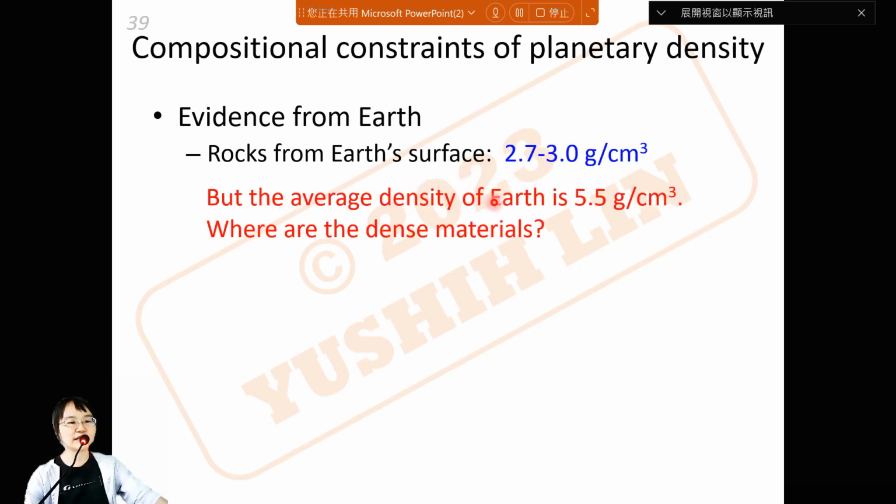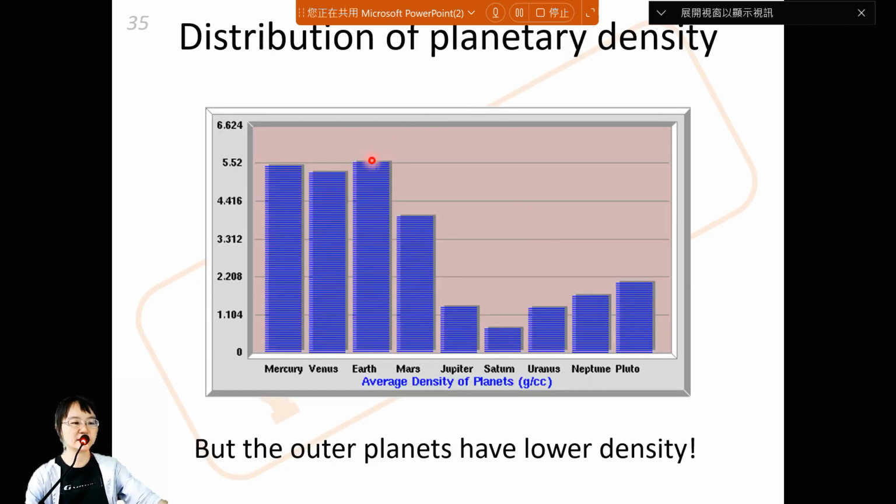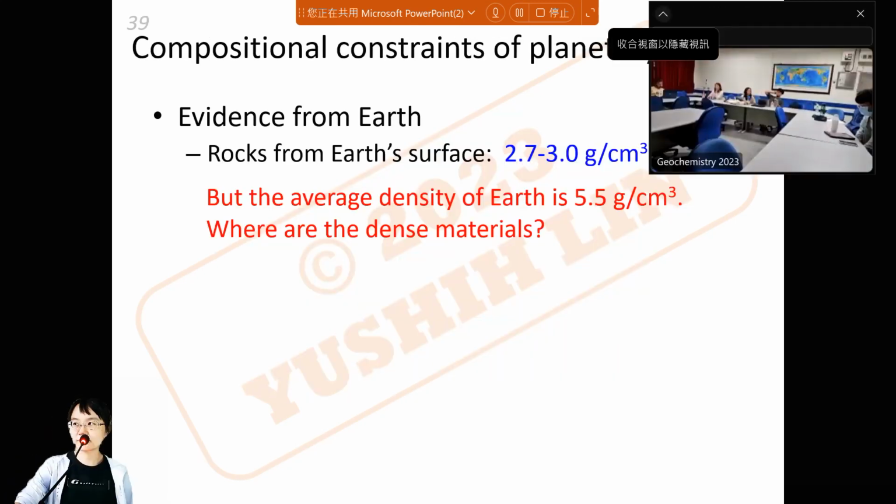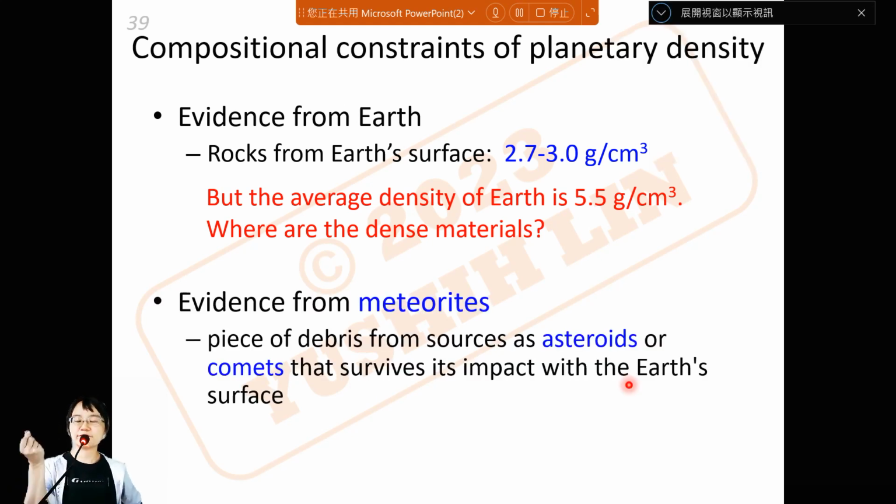But the average density of Earth is 5.5. Here, this is the Earth's bulk density, 5.5. Where is the dense material? In the core? Very good, in the core. But do we really have any physical material from the core? No. We never have any physical evidence from the core.